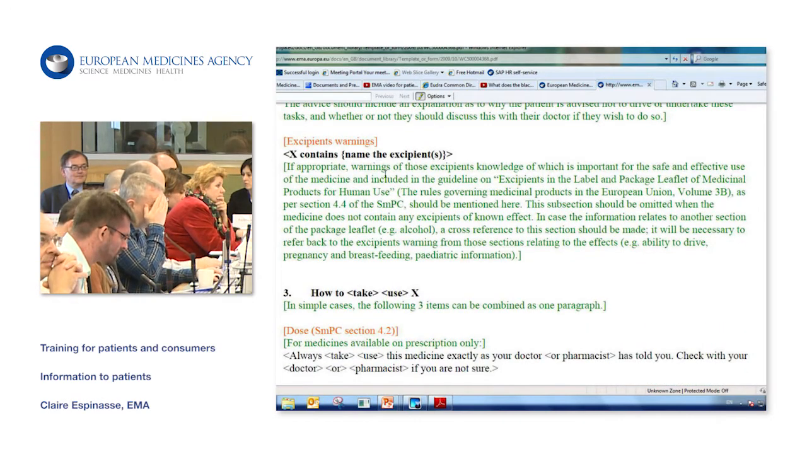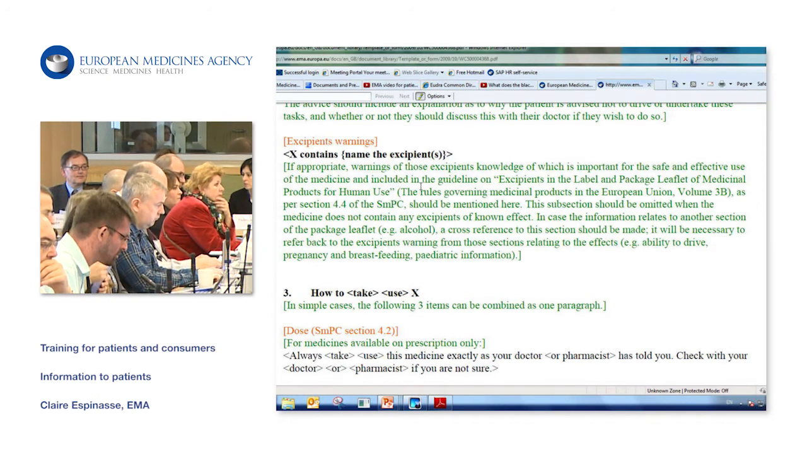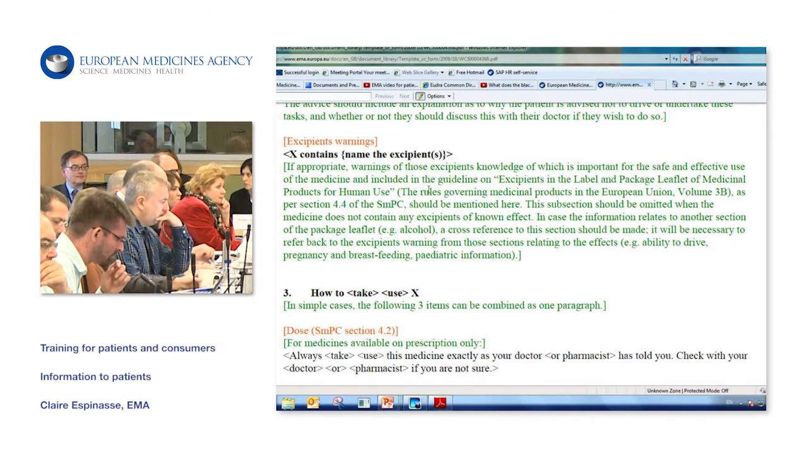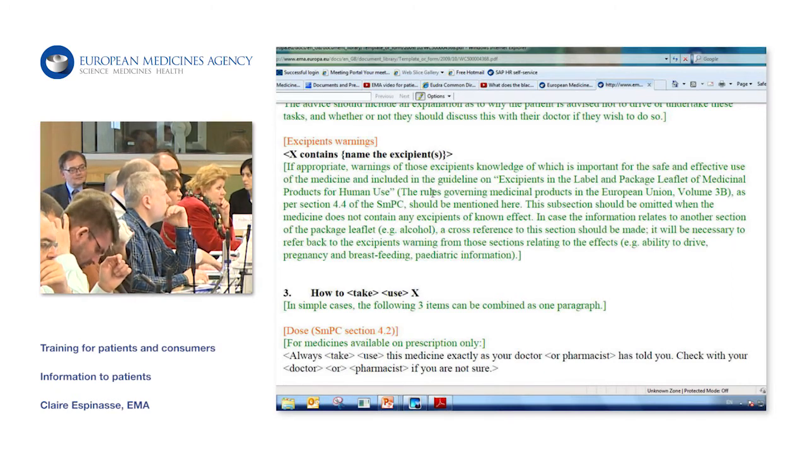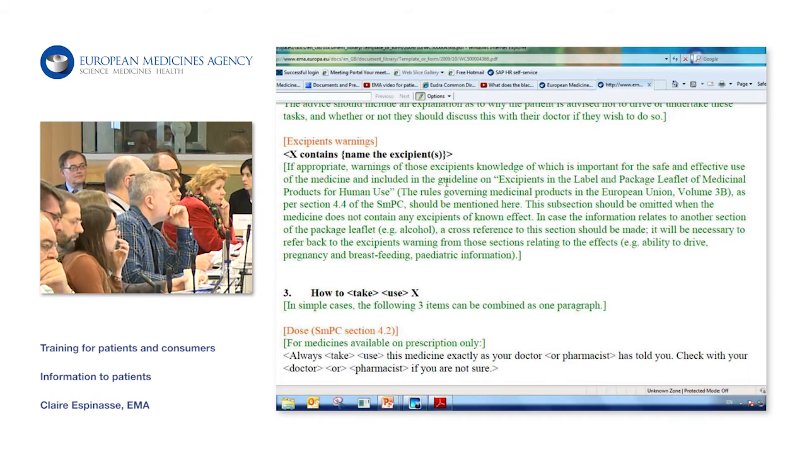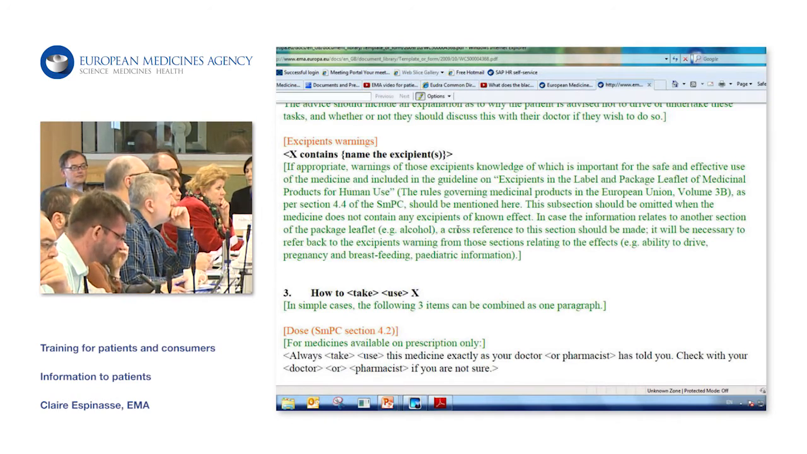And the final section is about excipients, those excipients which may have some properties or activities that should be taken into account by the patient, like sodium, for instance, if you're on a restricted salt diet. Then section number 3 is about how you take your medicine, so the method of administration, the posology.